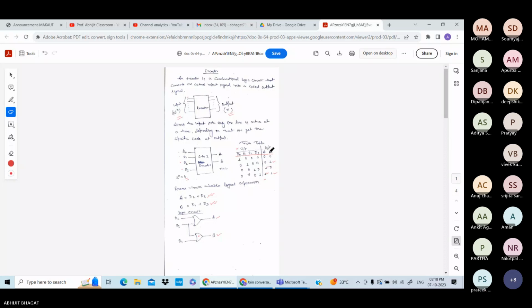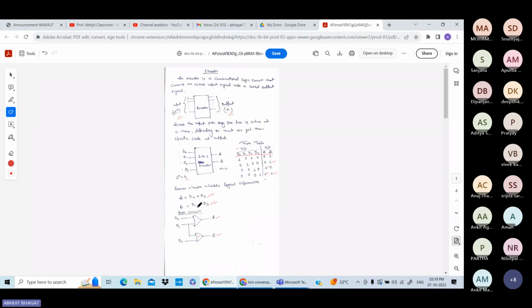Next is B. So B is 1 at this position. For D1, it will be 1 at a certain time. And B is also 1 for D3 at a certain time. Okay. So we will get the logical expression for the outputs A and B.